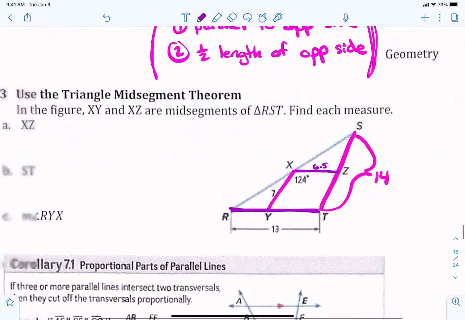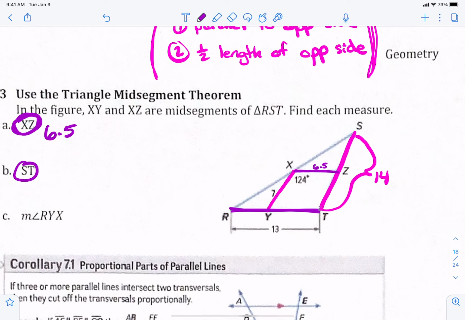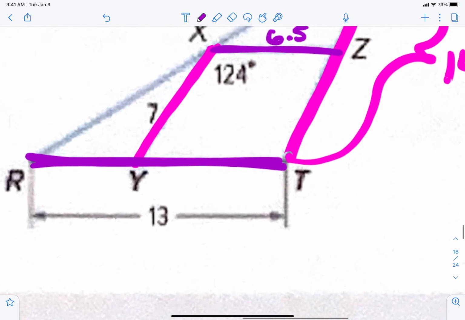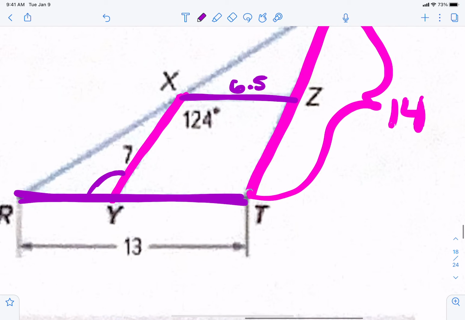So now we have that stuff going on, right? Let's figure out what we're wanting. They want us to label XZ. Do we have XZ labeled? 6.5. We already have that labeled. 6.5. They want ST 14. ST is 14. Now they want angle RYX. Which one is RYX? That triangle. That one. Like this angle right here. What the heck? They're opposite interior.